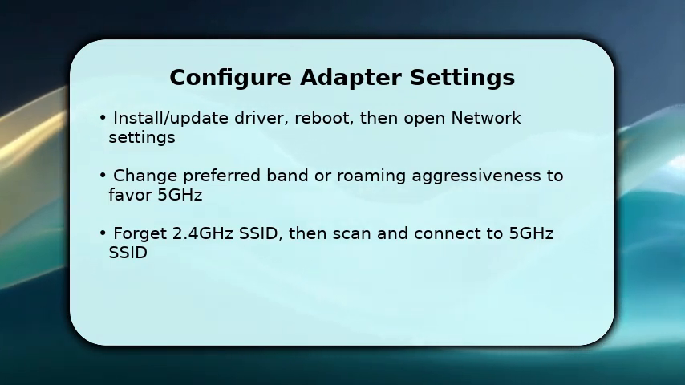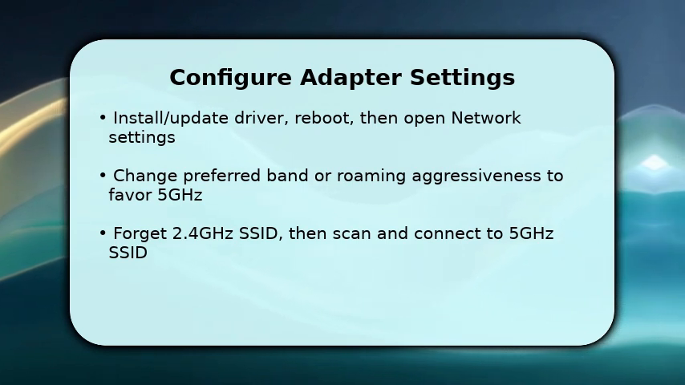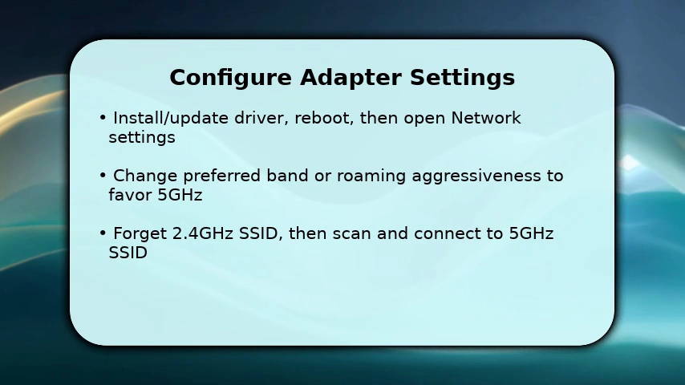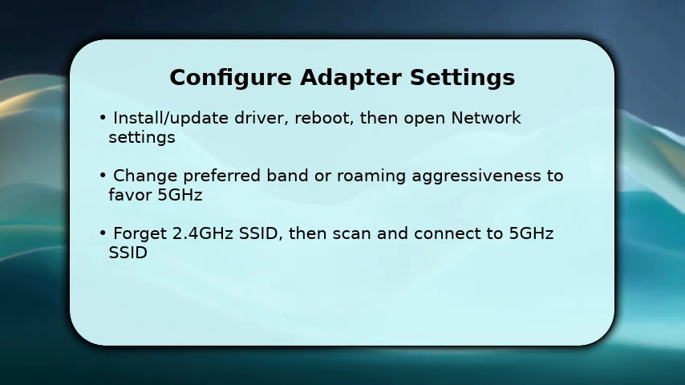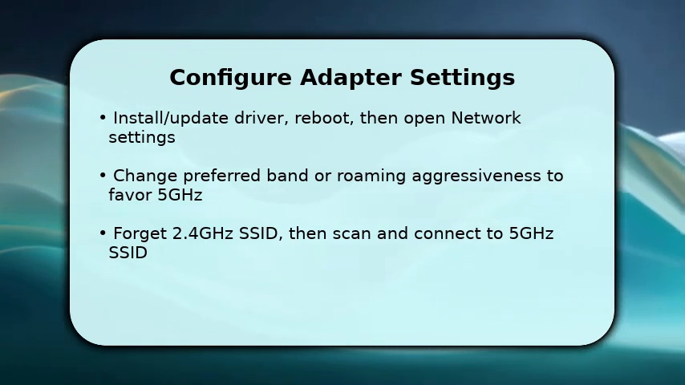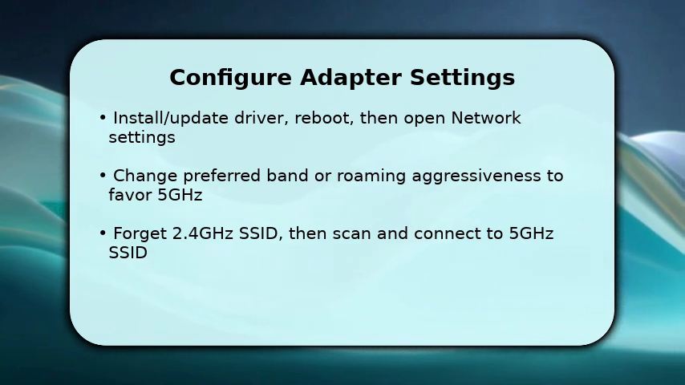In Advanced Adapter Settings, set preferred band or band to 5 GHz if available, and adjust roaming aggressiveness to avoid falling back to 2.4. Higher aggressiveness favors stronger 5 GHz signals.